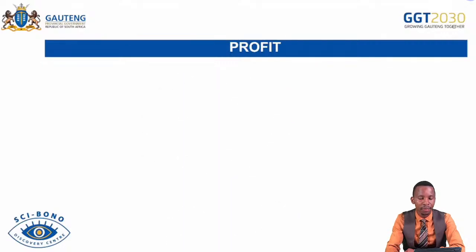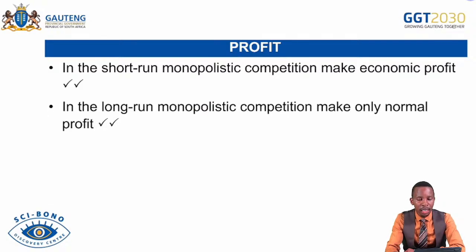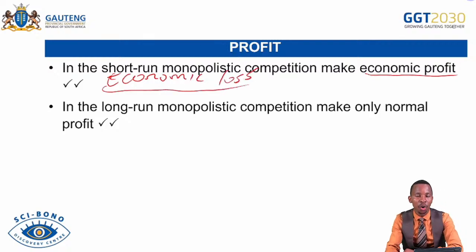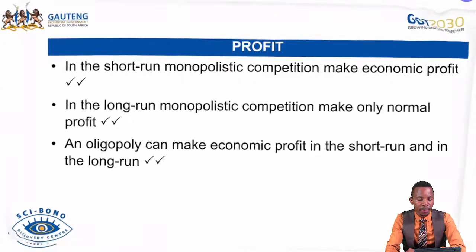The profit. In the short run, monopolistic competition makes economic profit. And then in the long run, a monopolistic competitor makes only normal profit. Remember, a monopolistic firm can also make normal profit or an economic loss in the short run, where our average cost is more than our average revenue. An oligopoly can make economic profit in the short run and in the long run.